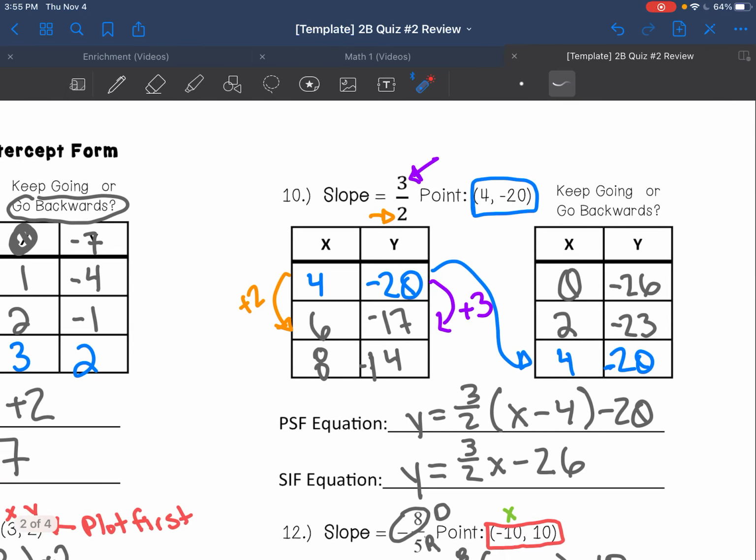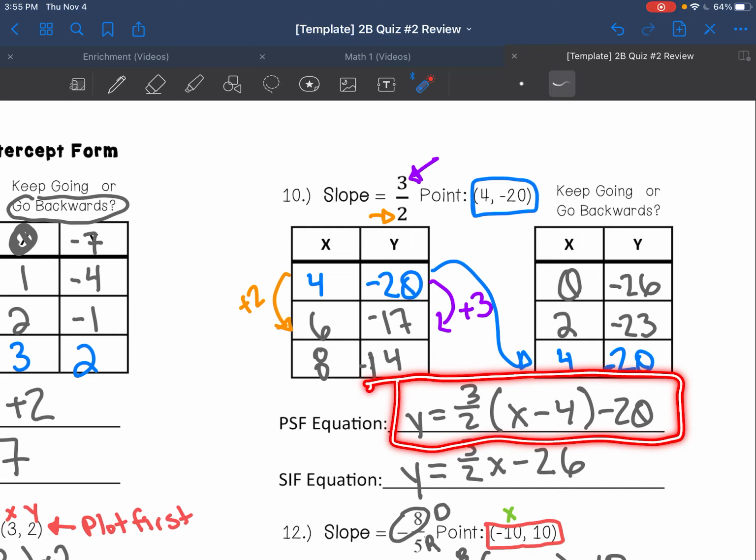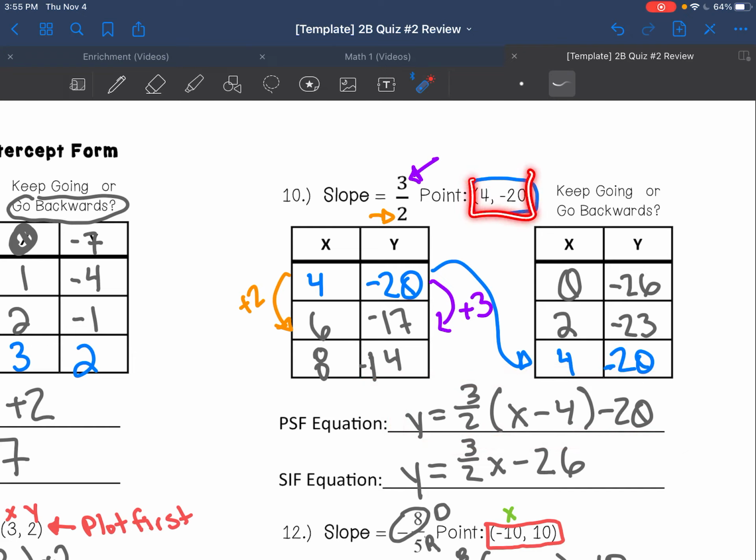Looking at number 10, we get a point-slope form of y is equal to 3/2 x minus 4 minus 20. Again, the x's only lie in the point-slope form equation. It doesn't lie when you put it in the table, so copy it into the table. This 3 up here is the math for our y's, which is why they're both in purple. And this 2 at the bottom is the math for our x's, which is why they both have an orange arrow.